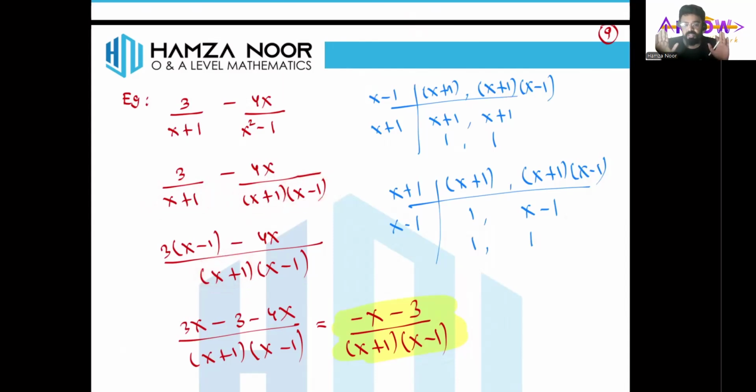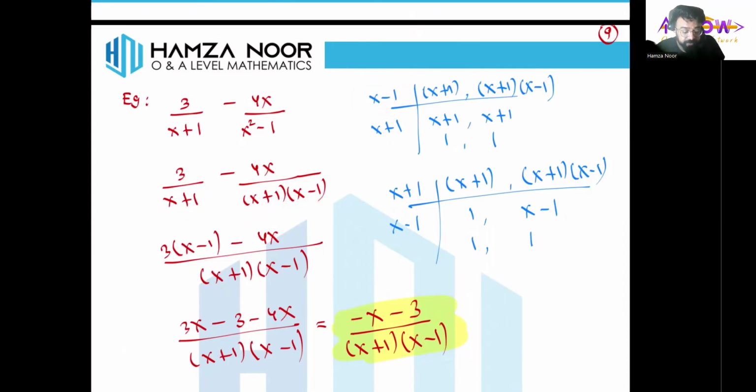Here you go. This is your LCM. Just in a moment you have found the LCM. And now here is the proof. I need to find the LCM of x plus 1 and x plus 1 multiplied by x minus 1.